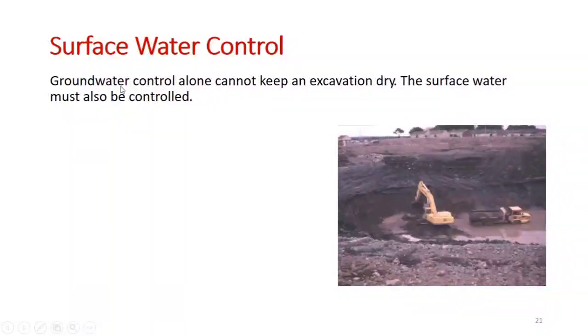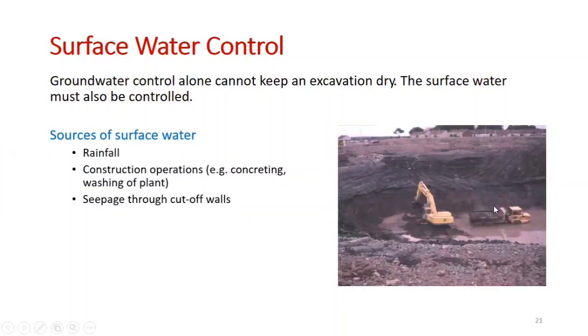So that's what is written over here, that the groundwater control alone cannot keep the excavation dry. The surface water has also to be controlled. So you need to make the slopes in a way that the surface water, in case of rainfall, goes away from the excavation site. It doesn't go to the site itself.